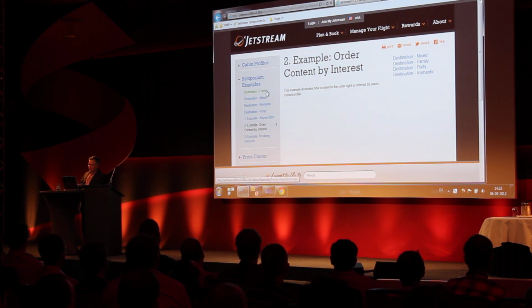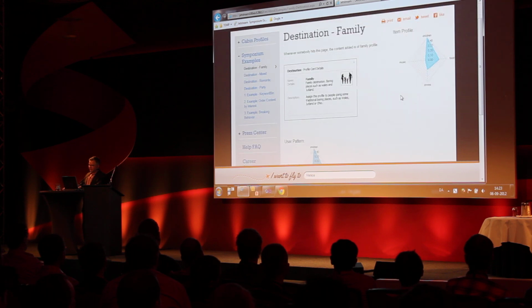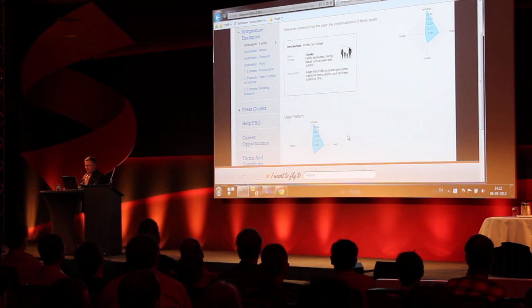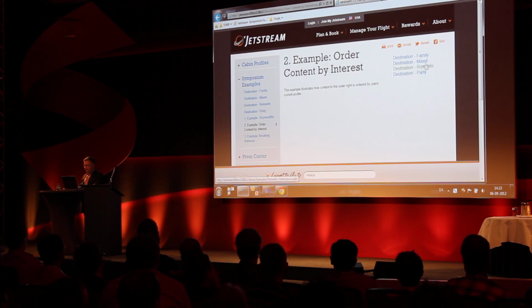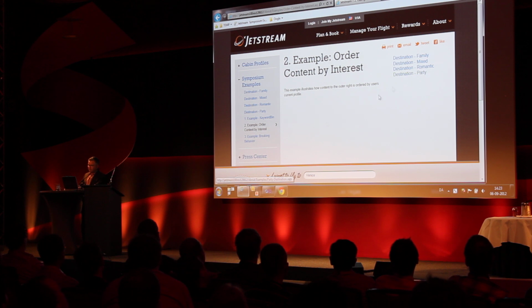But let's assume that the user starts hitting the family profile. Over to the left you see the items profile, and down here I've given the user pattern. Obviously these would be the same. I'm reading the first page, and the first page again, and again, and then if I go down to the content, we see that now family has moved up to the top, then mixed, and party has moved to the lower end.